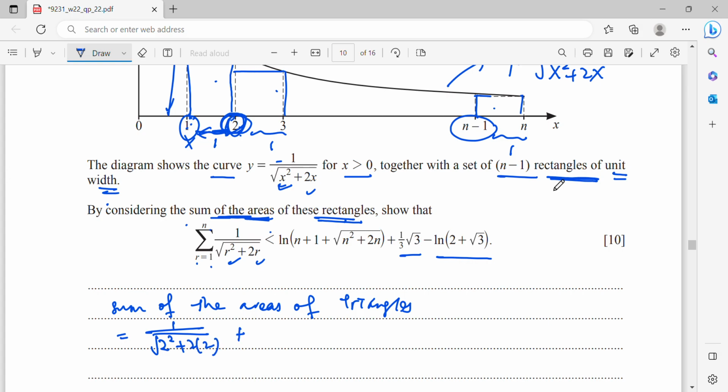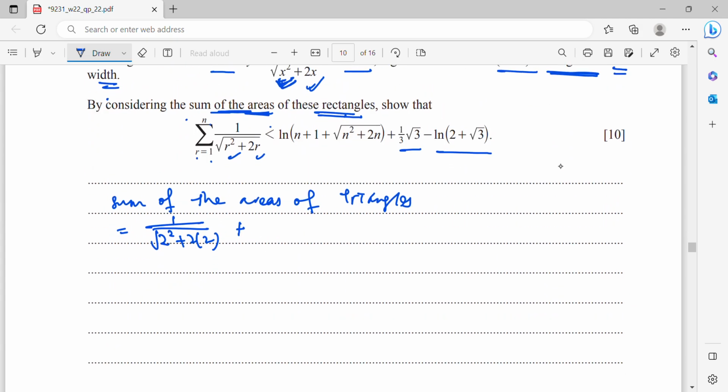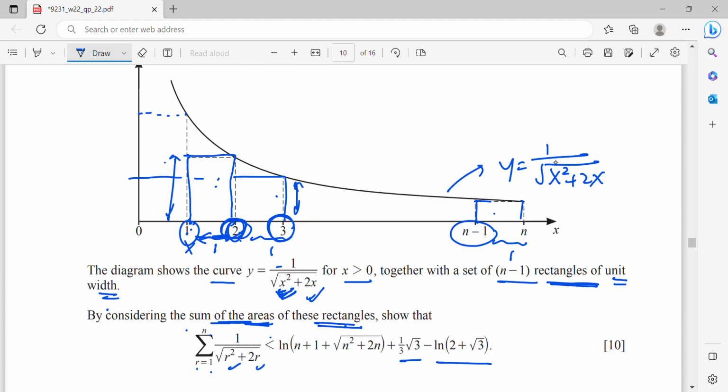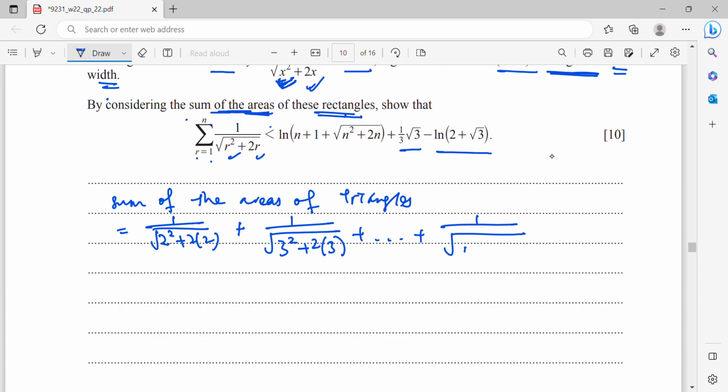For the second rectangle, the height is referring to the y value when x equals 3. So again, replace the x by 3 over here. I will get 1 over square root of 3 squared plus 2 times 3, plus until 1 over square root. The second ordinate of the last rectangle is n, so replace the x by n. I will get n squared plus 2n.